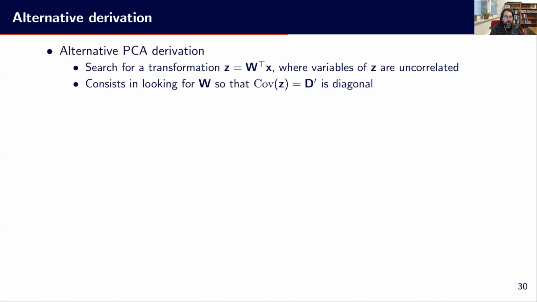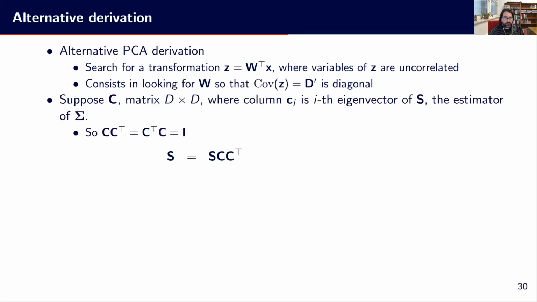So for this, we are looking for a W so that the covariance of Z is equal to D prime, and all this is diagonal. Let's suppose C is a matrix of D by D, where column Ci is the eigenvector i of S, and S is the estimator of the covariance matrix. So every column in my matrix C is one eigenvector of S. We have all the eigenvectors put one beside the other. That gave us the big matrix C.